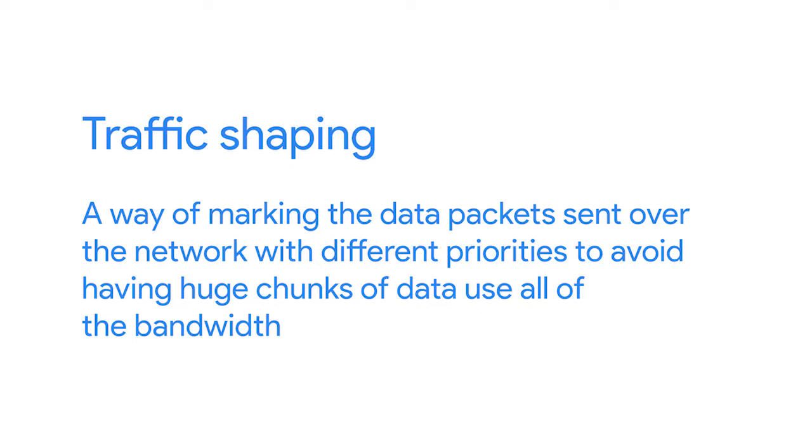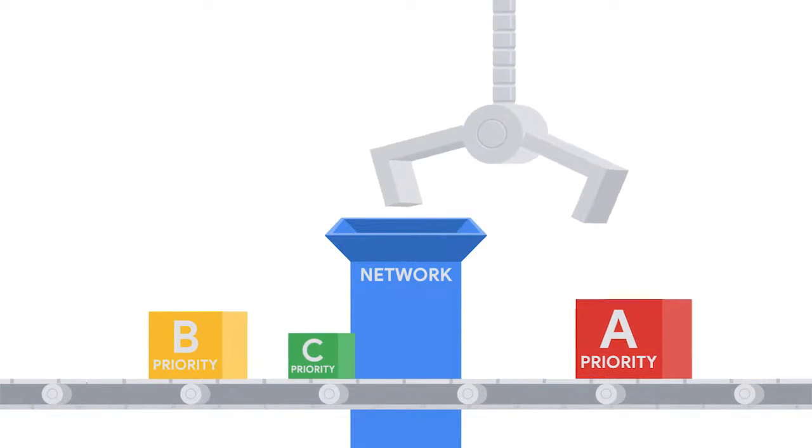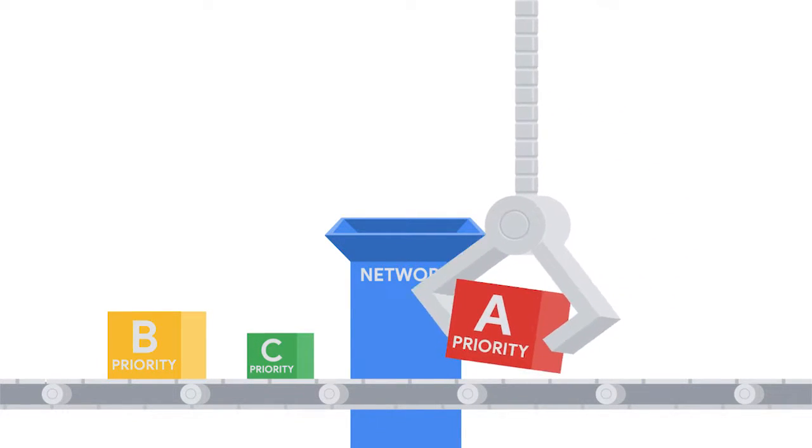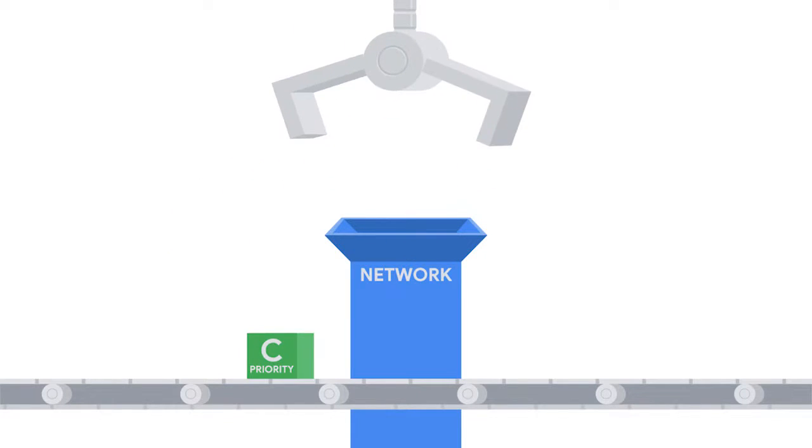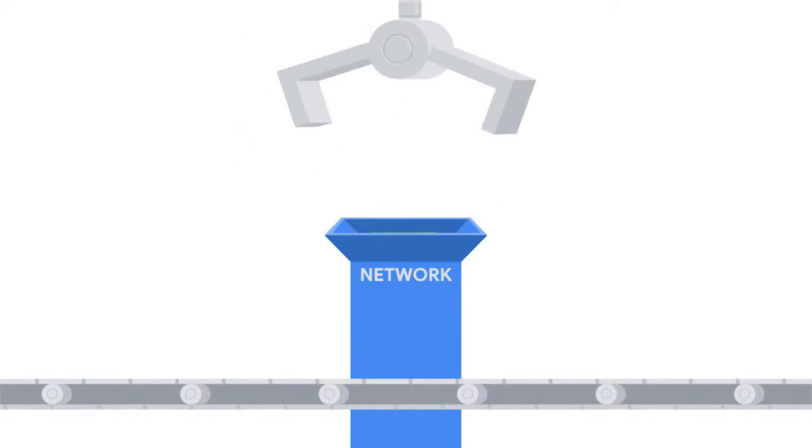If some applications are using so much bandwidth that others can't transmit any more data, it's possible to restrict how much each connection takes by using traffic shaping. This is a way of marking the data packets sent over the network with different priorities to avoid having huge chunks of data use all the bandwidth. By prioritizing accordingly, processes that send and receive small packets can keep working fine, while processes that need the most bandwidth can use the rest.